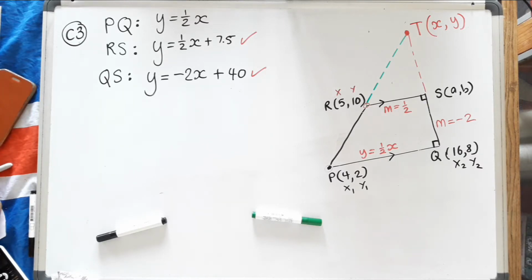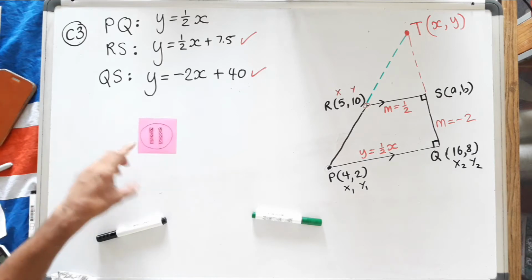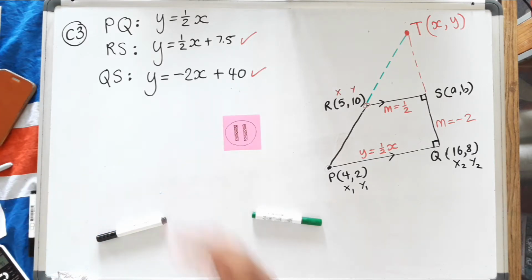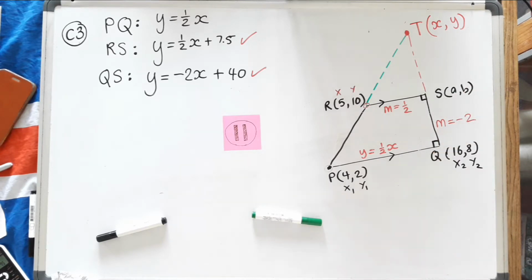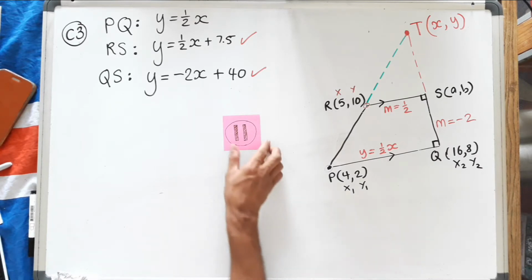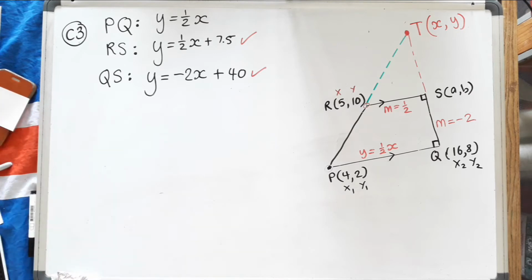So here's what I need you to do. Pause the video and solve the two simultaneous equations. You'll get an x coordinate and a y coordinate. The x coordinate will be A, the y coordinate will be B. Right, so take a few seconds, come back, and let me know what you got. Welcome back, and let's see.